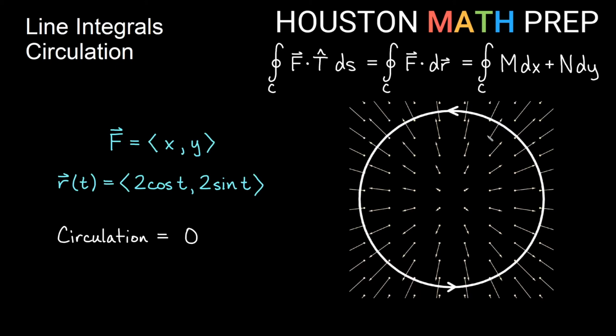So in terms of how much this vector is pushing me around the curve at this point, well, it's not helping me around the curve any, because it's pushing straight normal, or orthogonal, to the path that I'm trying to travel. So it doesn't actually assist us at all, and we get a circulation of 0.